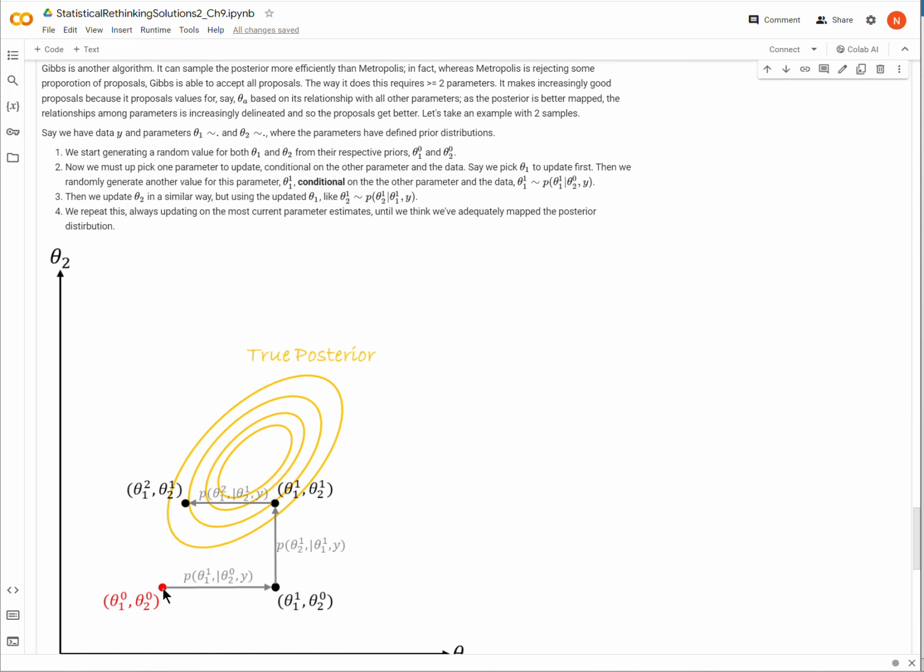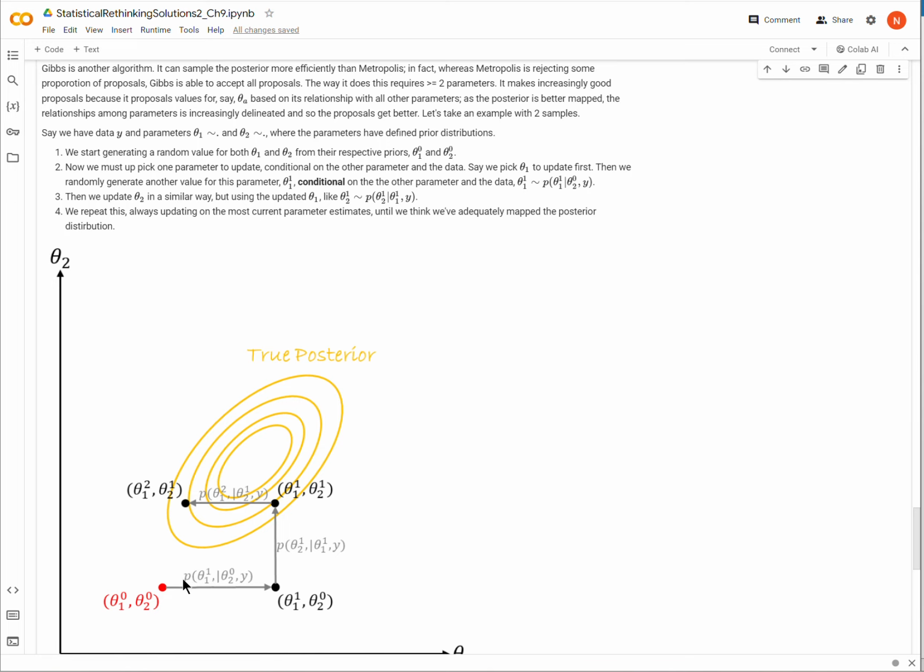Now we have to pick one of the two parameters to update, theta 1 or theta 2, and we're going to do it conditional on the other parameter. I'm going to use the probability distribution for the first draw of theta 1, given that theta 2 is at its current value, and y. So I have a probability statement that I'm trying to work out here.